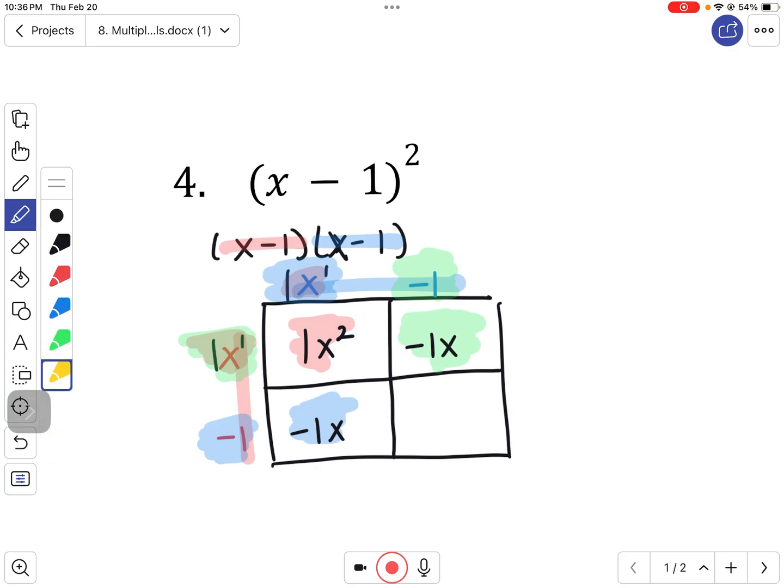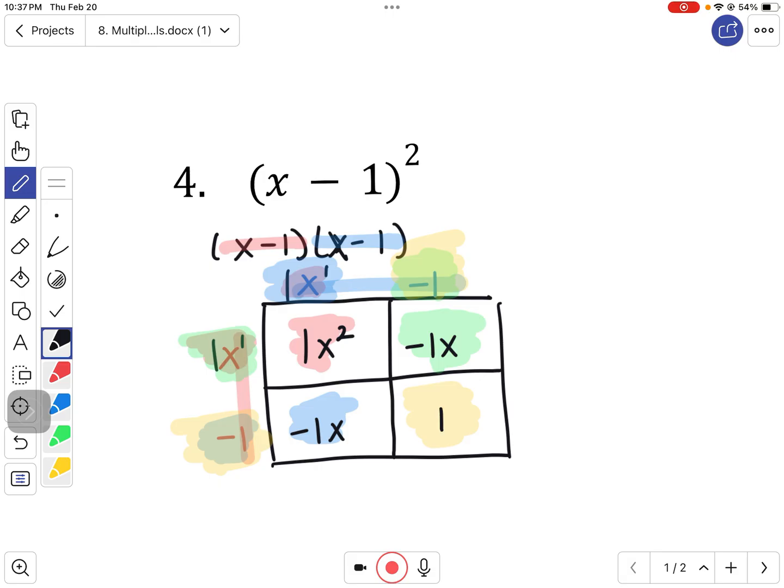And then finally, I have this one right here. Okay, so I'm going to go straight up and all the way to the left. So a negative 1 times a negative 1 is going to give you a positive 1. So I'm going to put a positive 1. Now, as I was saying when we did our last box, almost always these two will have the same power on them and you can combine them.